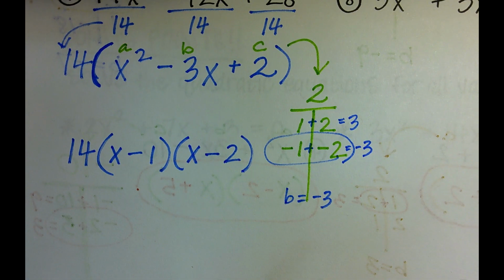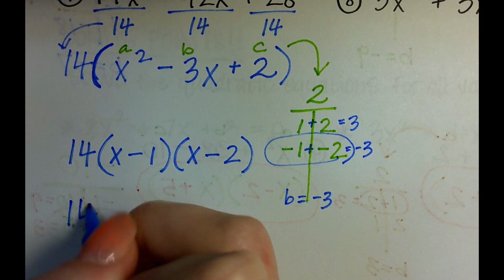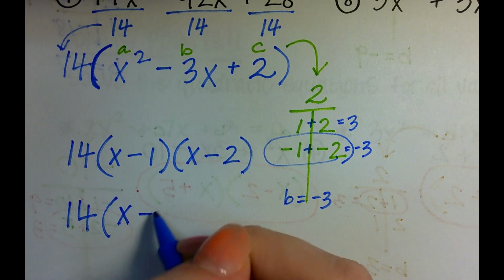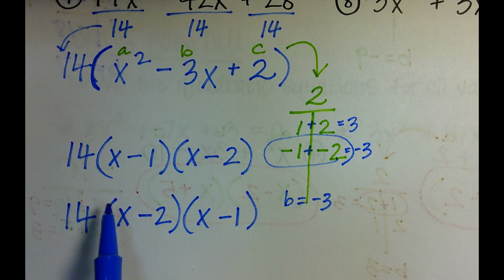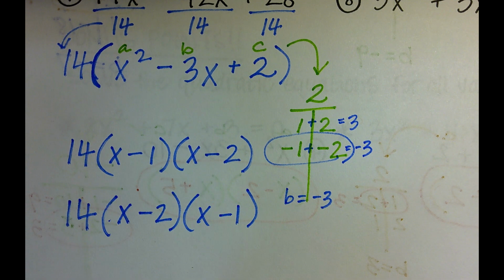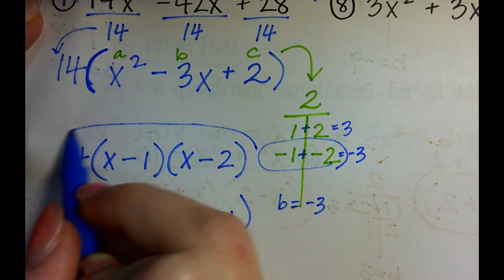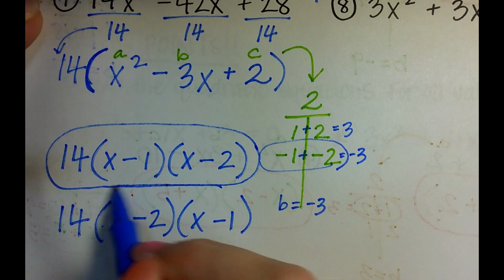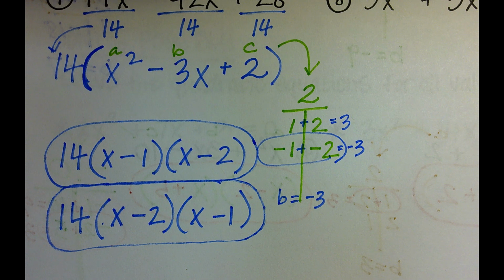Is it still correct if you got x minus 2 and x minus 1? Yes, it is. If you switch the order, that's a great question. x minus 2 and x minus 1 is correct. It does not matter what order it's in if you have the same leading term here. That is still perfectly fine. So either one of these is our answer. Any questions about number 7? Any questions?